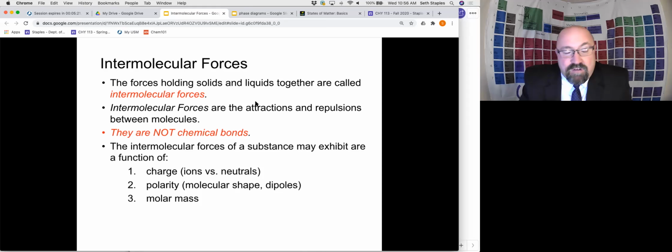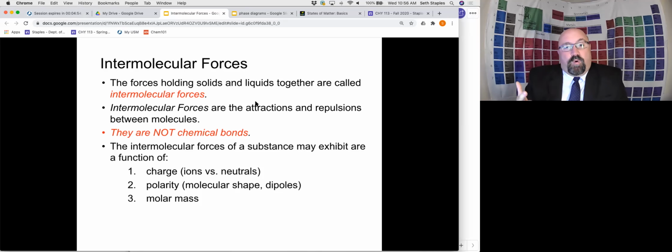It is very important to differentiate here between intermolecular forces and actual chemical bonds. We'll see a diagram of that in just a minute and really see what that difference is. But be sure to note that when we're talking about intermolecular forces, what we're really talking about are attractions between separate molecules. We are not talking about actual chemical bonding.